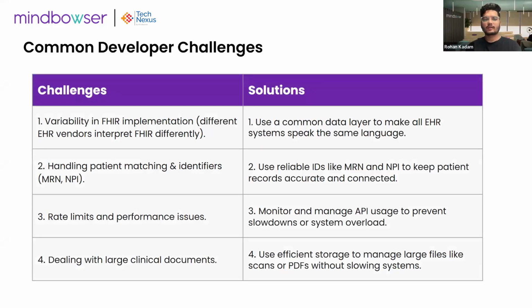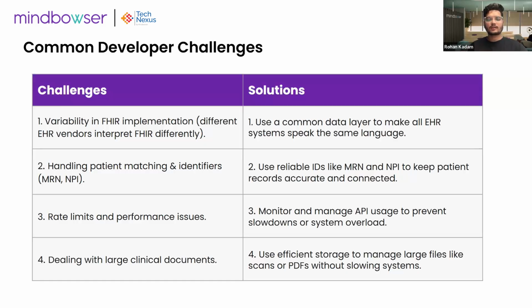So let's talk about some of the common developer challenges that people face while integrating EHR systems. The first one is variability in FHIR implementation. Different EHR systems implement FHIR slightly differently. Some may use custom fields, or some may use standard fields to store the data. To solve this, you can create a middleware service that standardizes the incoming FHIR data into your internal data model. So you can basically centralize the overall FHIR implementation according to your need.